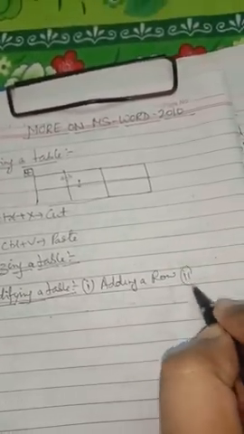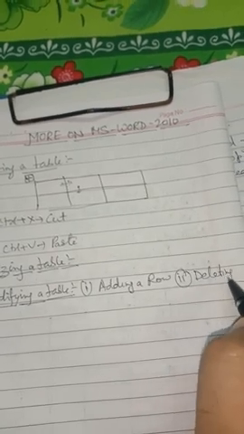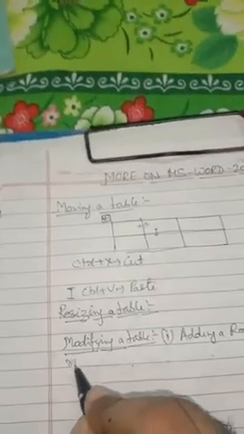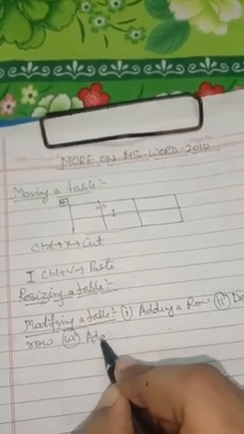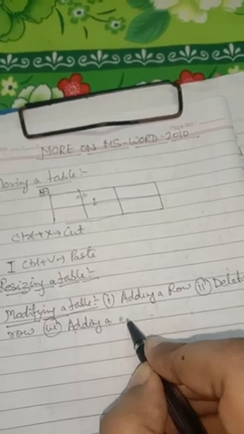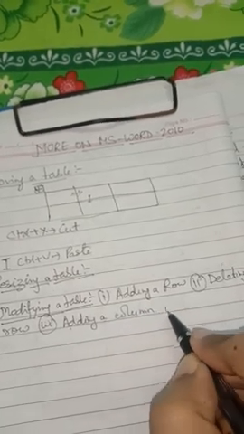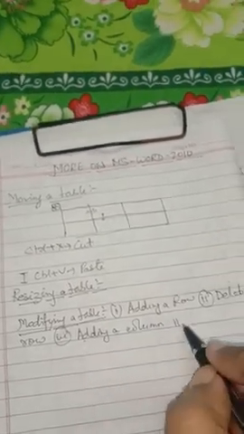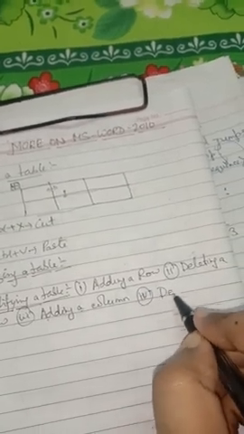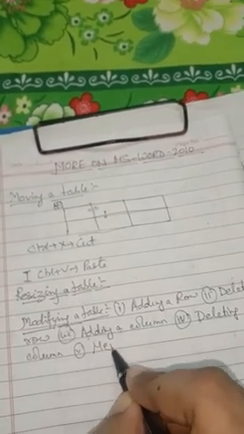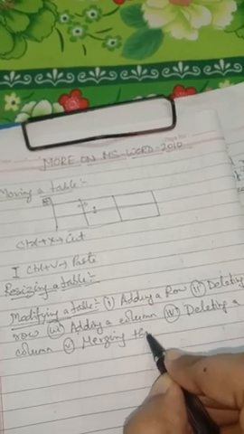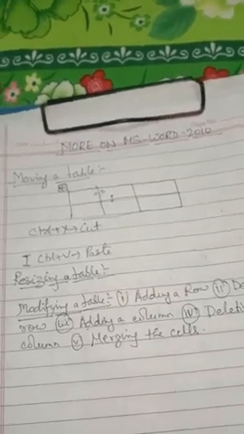Number 2, deleting a row. Next, number 3, adding a column. Next, number 4, deleting a column. Next, number 5, merging the cells, and so on.